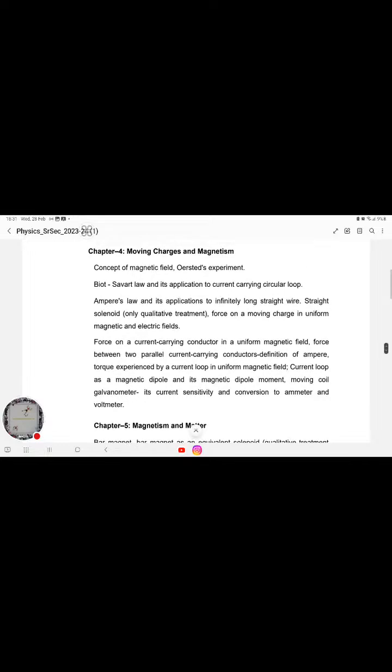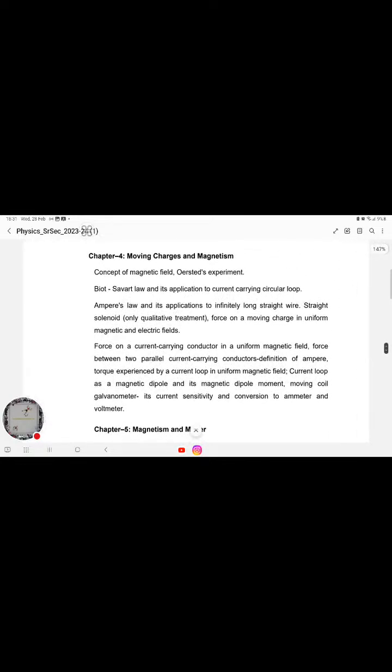So force on a current carrying conductor in a uniform magnetic field. Force between two parallel current carrying conductors, and we'll define ampere. Torque experienced by a current loop in a uniform magnetic field, current loop as a magnetic dipole and its magnetic dipole moment. Then we'll talk about the galvanometer, its current sensitivity and conversion to ammeter and voltmeter. Okay, fine. So that's the portion.